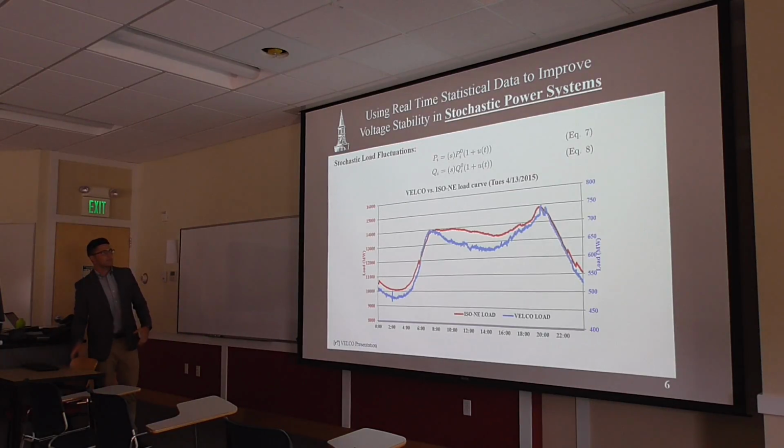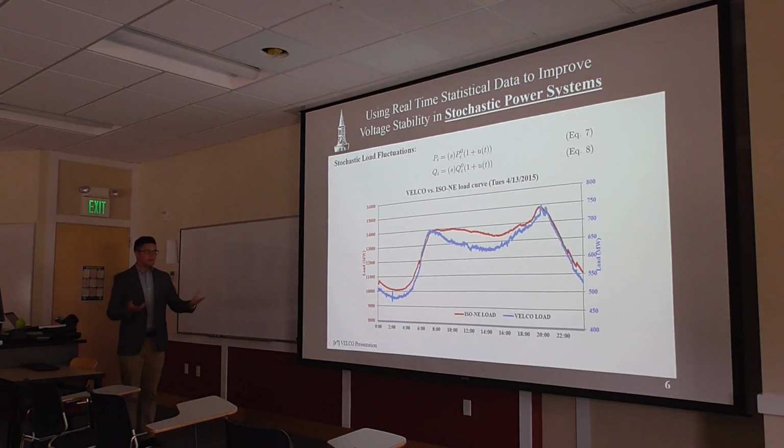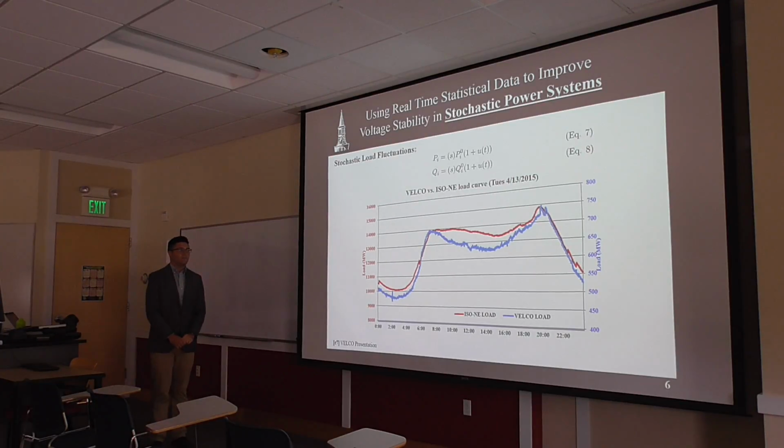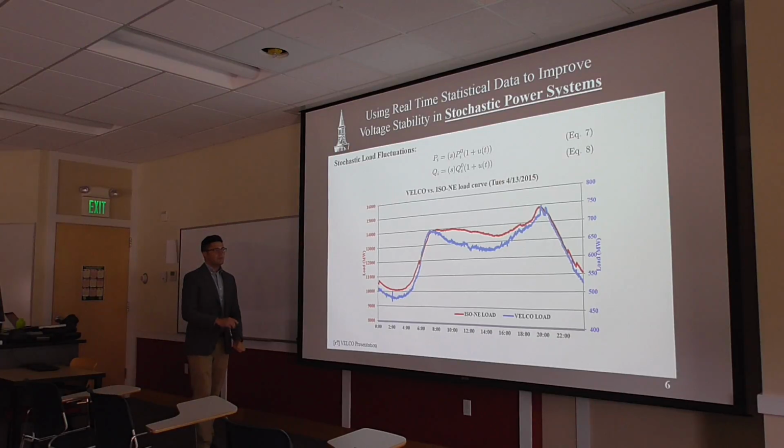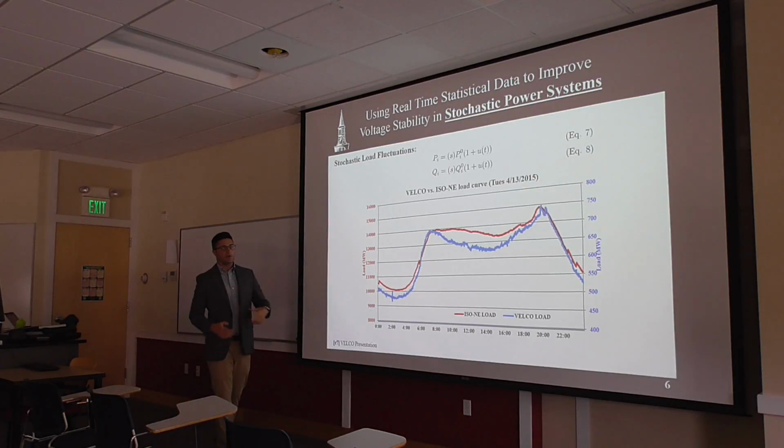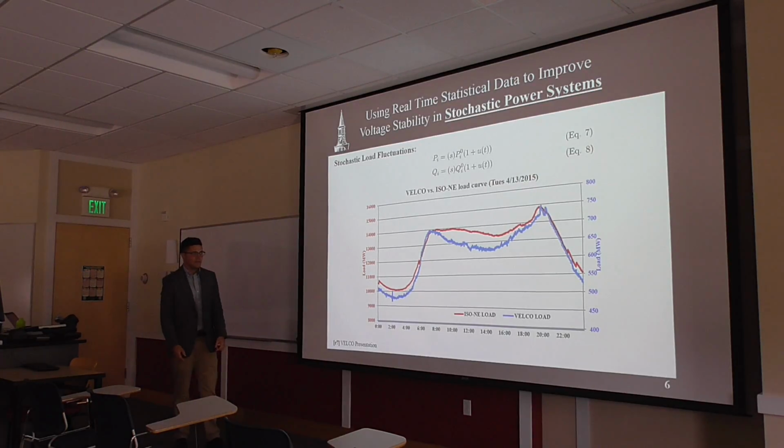And again, to get a more intuitive sense for what S and U mean, here's a load curve plot from VELCO, which is the Vermont Electric Power Company. And the blue curve shows the aggregate load for Tuesday, April 13th in the state of Vermont. And the red curve shows the aggregate load in New England, courtesy of ISO New England.